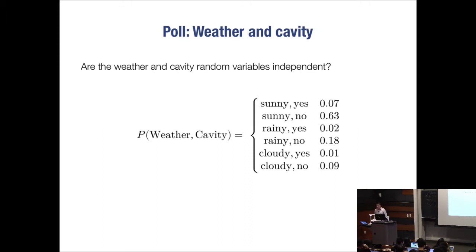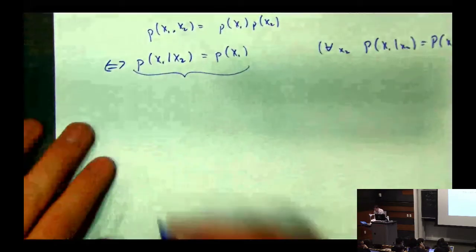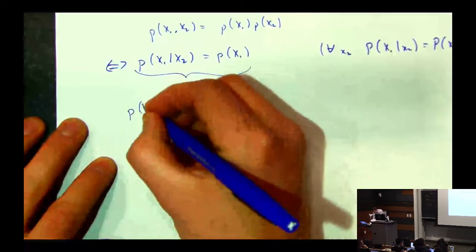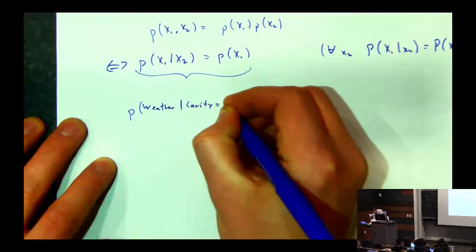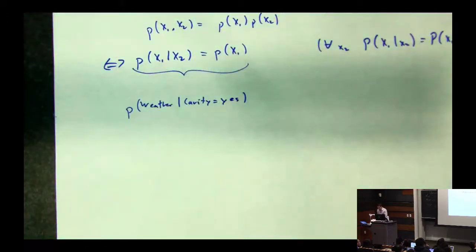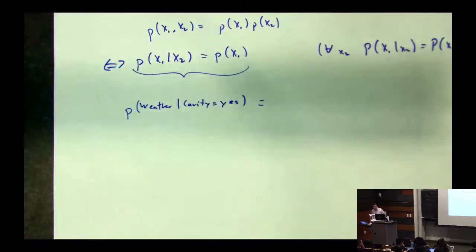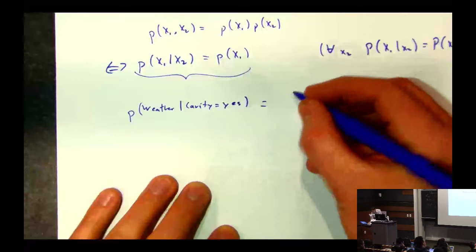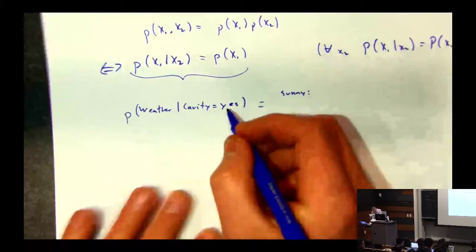Okay, so first of all, we have our distribution here, right, of all possible things. And so, again, I kind of like this definition of conditional independence the best. So I want to compute the probability of the weather given, say, cavity equals yes. Okay? That's what I want to sort of compute right now. Okay, so let's think about what that is. That's the probability of the weather being sunny and cavity being yes, and then divided by the probability of cavity being yes.